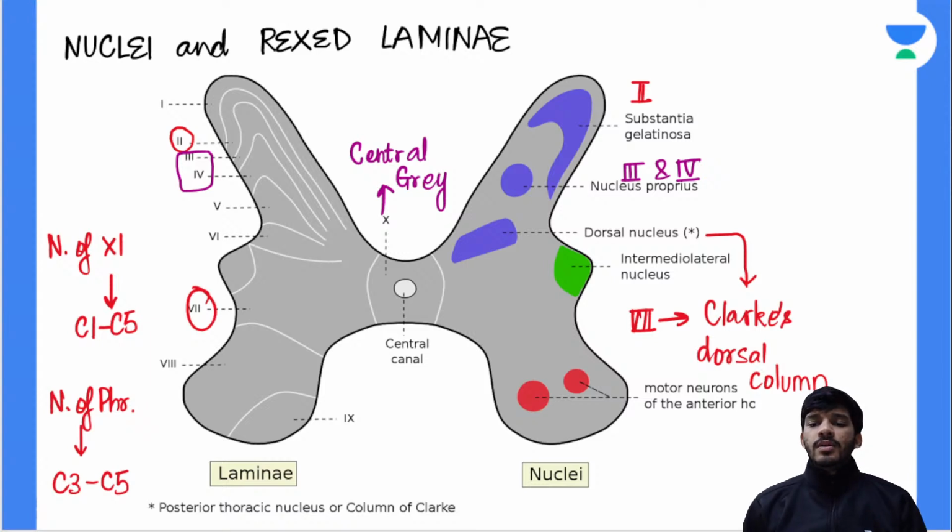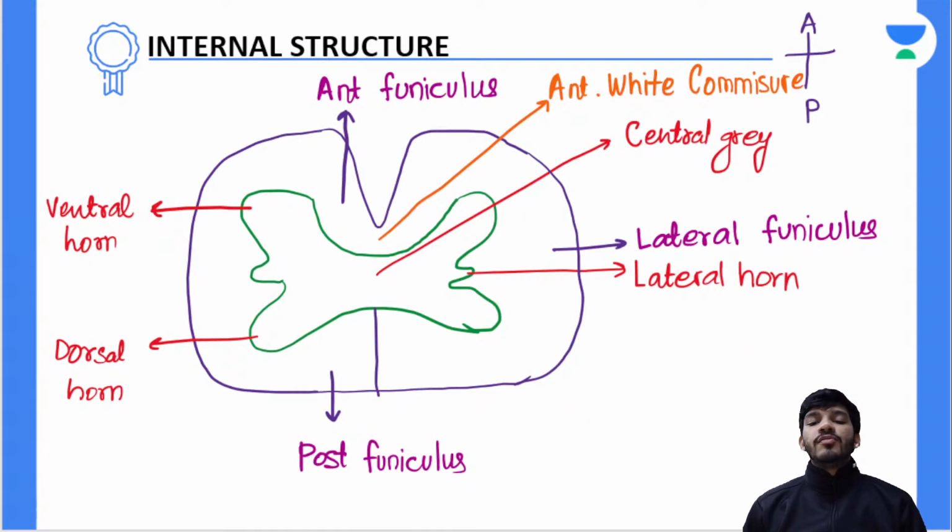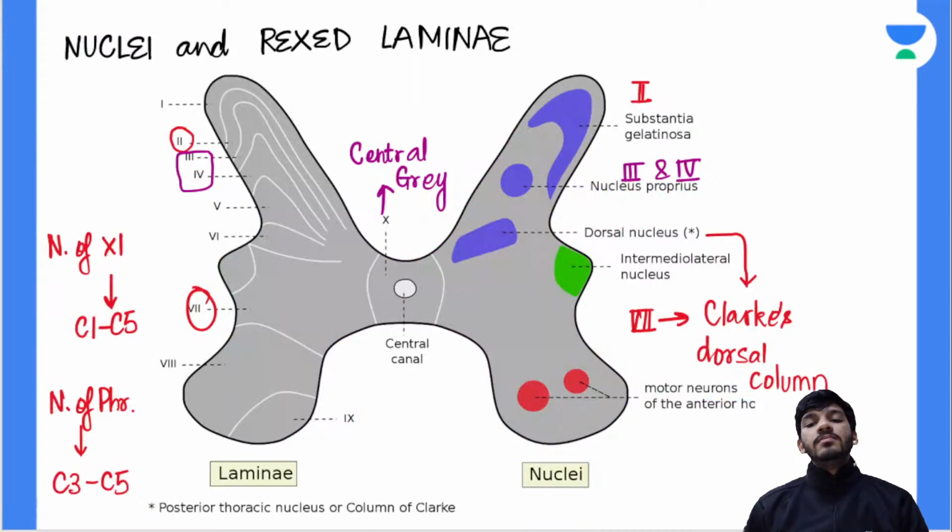Now let's talk about tracts. Everything is clear till here, guys? I have explained the concepts of the internal structure of the spinal cord. You all have understood the internal structure of the spinal cord. Any doubts in here?